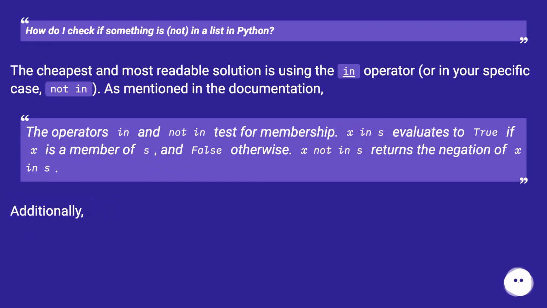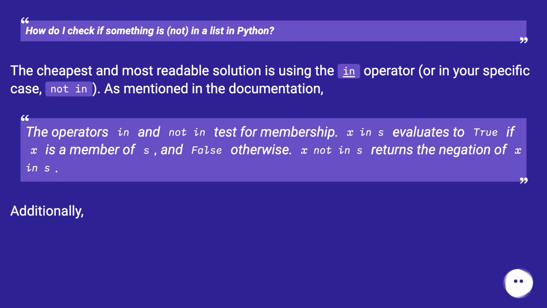How do I check if something is not in a list in Python? The cheapest and most readable solution is using the in operator, or in your specific case, not in. As mentioned in the documentation, the operators in and not in test for membership. X in S evaluates to true if X is a member of S, and false otherwise. X not in S returns the negation of X in S.